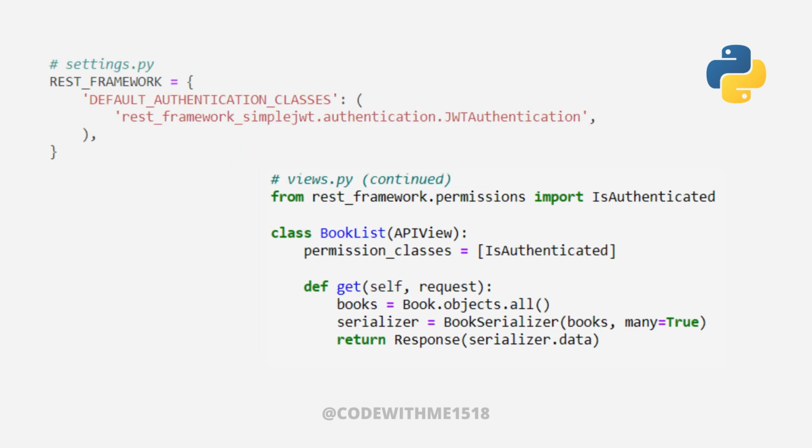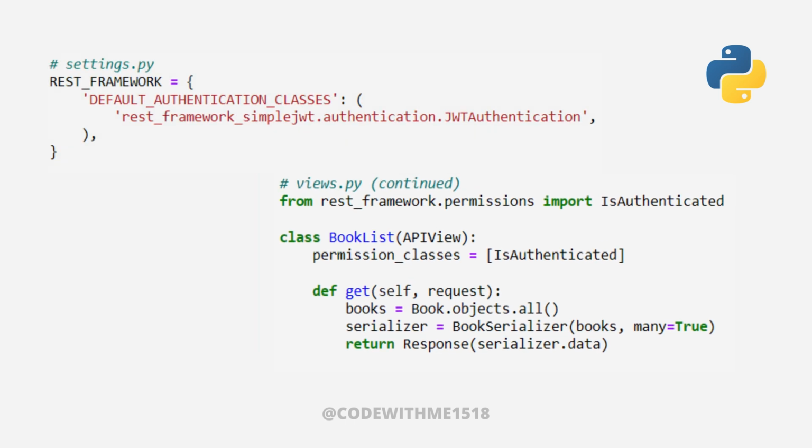In this example, we've added a permission class to ensure that only authenticated users can access the book list view. You can easily customize these permissions based on your app's needs.